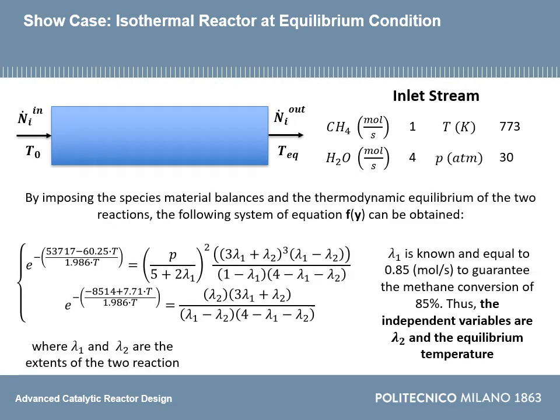By applying the material balances and the stoichiometry of the two reactions, we can describe the molar fractions in the outlet stream as a function of the two extents of reaction. The first extent can be computed from the required conversion of methane. Thus, we obtain a system of two equations, characterized by two unknowns, by means of the thermodynamic equilibrium imposed on both the two reactions. The two unknowns are the temperature and the extent of the water-gas shift side reaction. This represents a typical problem which can be solved with the fsolve tool.